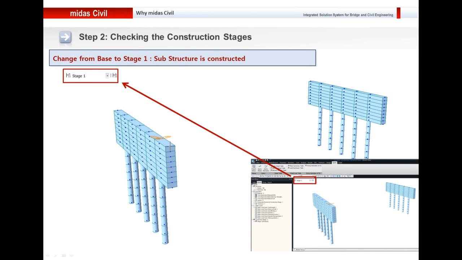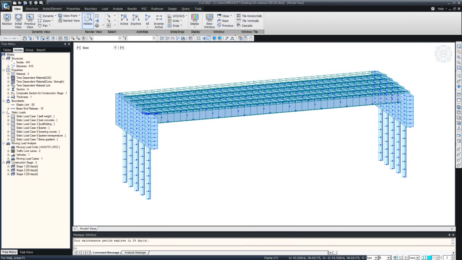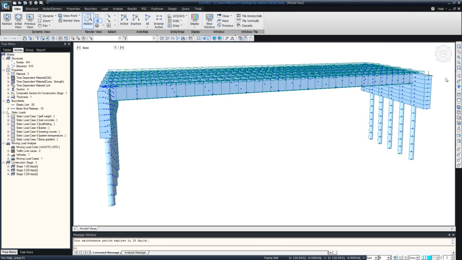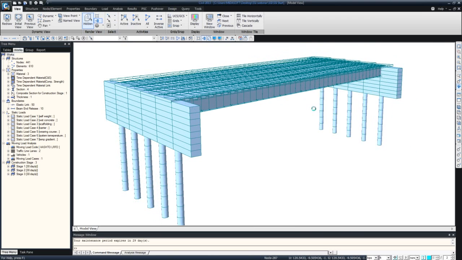Now before I show you the construction stages, let me take you to Midas Civil itself, and let me show you how you can walk through the works tree to see the different definitions in the model. So this is the integral bridge model that you have in Midas Civil. I hope everybody who has installed Midas Civil on their computer can see it.